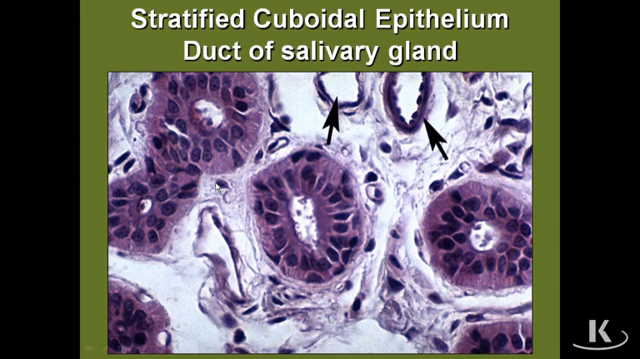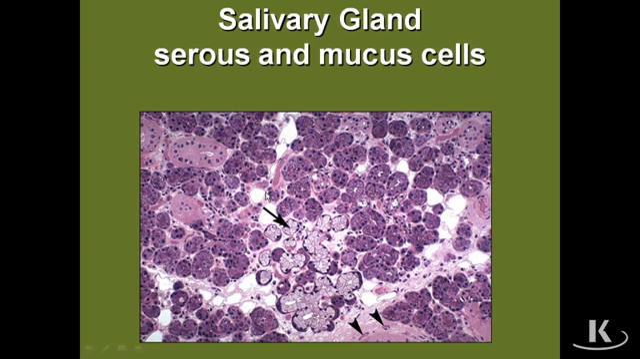Finally, instead of a stratified squamous epithelium, let's look at a stratified cuboidal epithelium, found in very restricted locations, typically only in the ducts of salivary or even sweat glands. And you can see an illustration here of a number of the stratified cuboidal ducts that are typically found in sweat glands. And then finally, here is a salivary gland.